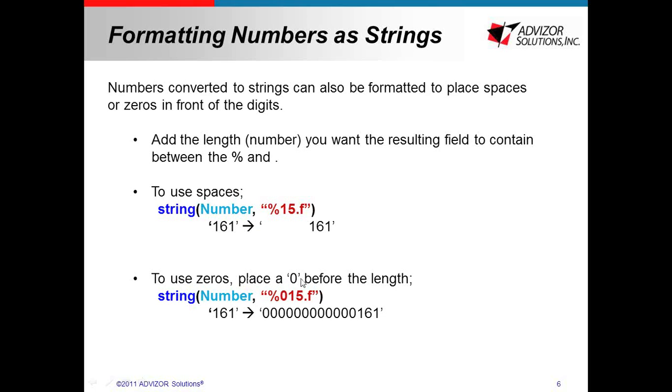To use zeros to pad a number, you simply put 0 before the length. So again, taking the same example, if I just add a 0 in front of the number of characters that I want, the resulting number will have, in this case, 12 zeros and then the rest of the number, because there's 3 places, so 15 total.